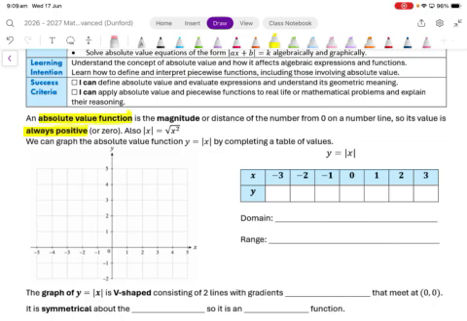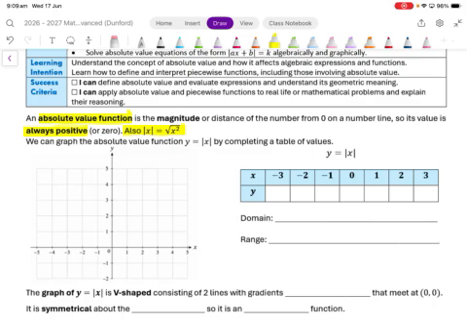We also know that the absolute value of x is also equal to the square root of x squared. So we can graph these absolute value functions, which is what we are doing today, where we have y equals the absolute value of x. Now we can do this by completing a table of values.